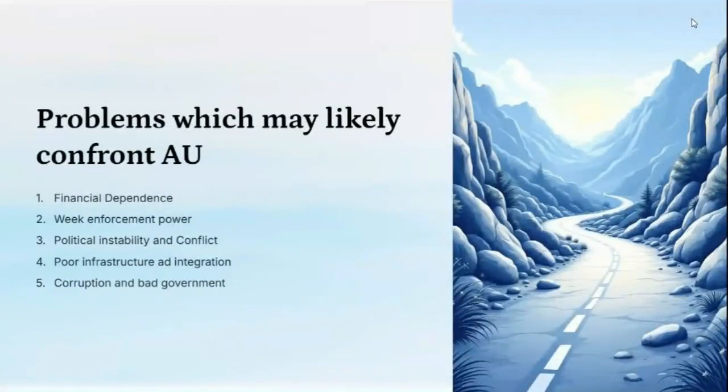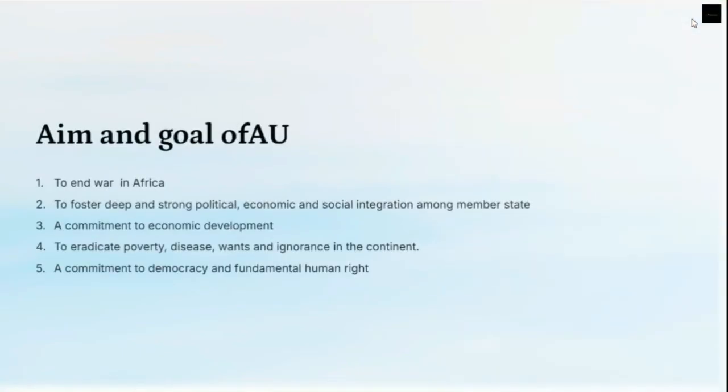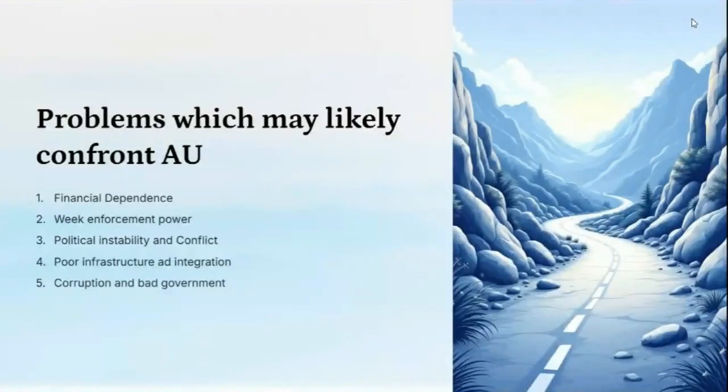Now, what are the problems which may likely confront the AU? The biggest problem is financial dependence. They depend on other countries for money, and it is not even steady. If you want to develop Nigeria today, you will want to borrow money from other countries.